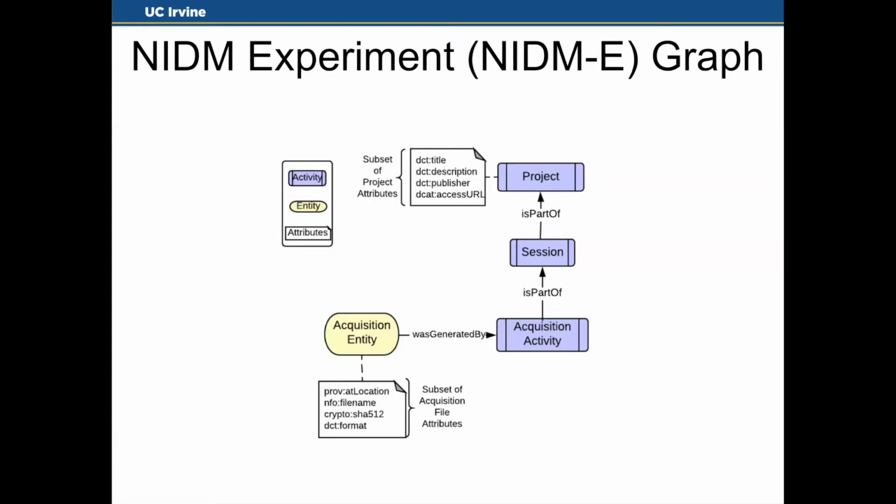The IDM experiment model is really just a simple hierarchy of a project. It contains sessions, and sessions contain acquisitions, and the acquisitions have an entity, which you can think of as metadata or even data that was acquired, and the activities are the process that was involved. Each of these boxes, you can add as much metadata in the form of tuples as you want according to linked data principles, and really all you have to do is say precisely what you mean.